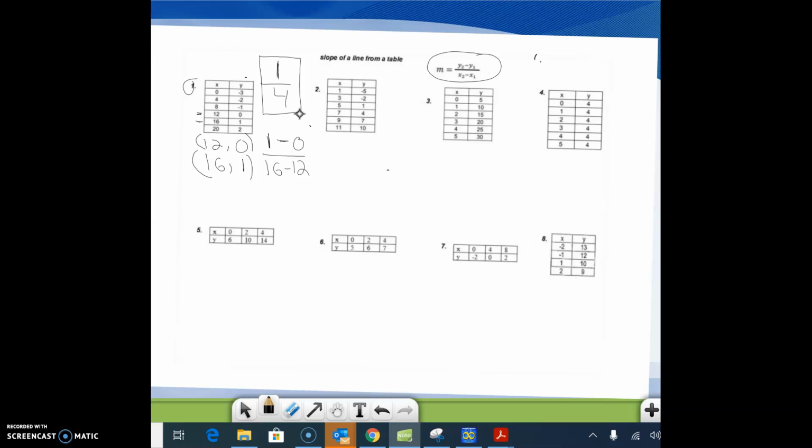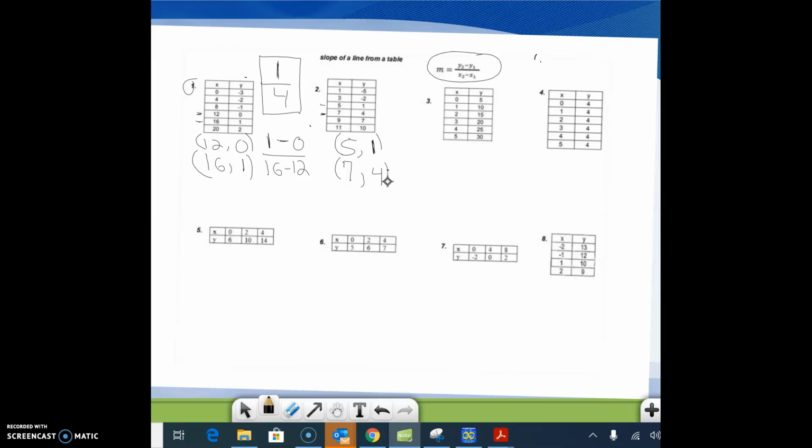All right, number 2. Let's try that. Again, we're going to avoid what? The negative numbers. Okay, so how about these 2 points? x1, y1, x2, y2. Let's get at it.